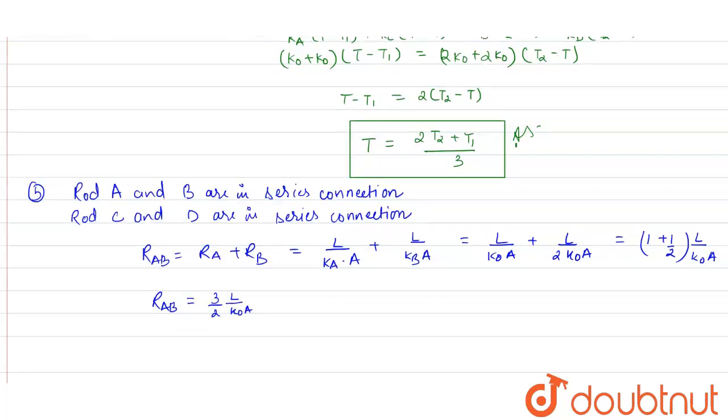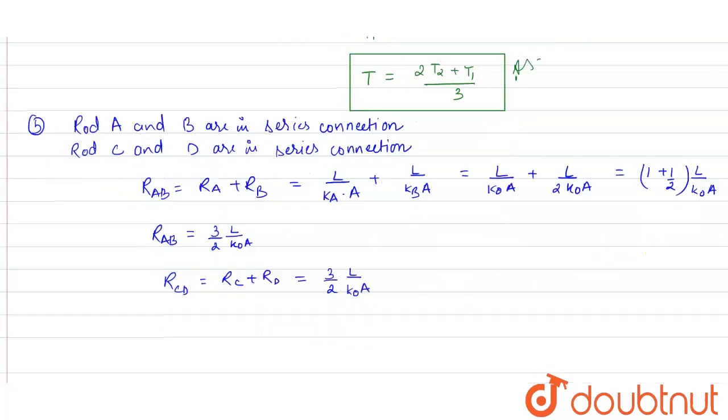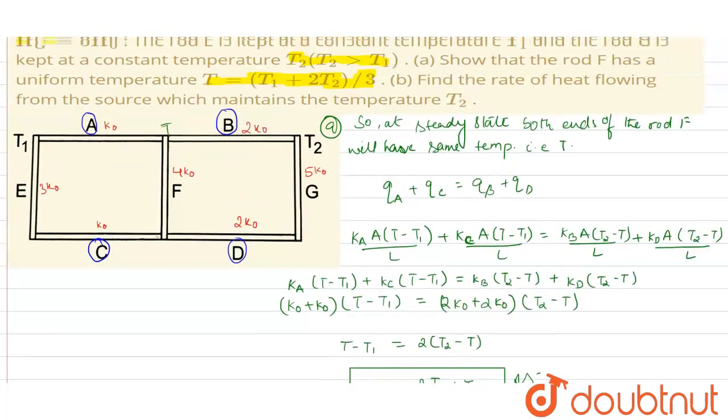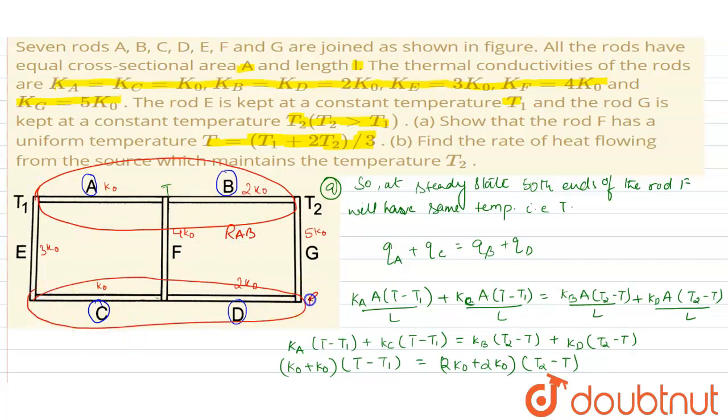Correct. From here the thermal resistance for the part AB will be 3 by 2 L upon K naught A. Similarly, for the rod CD, the equivalent thermal resistance will be the resistance of part C plus the resistance of part D. The resistance of C and A are the same, and of D and B are the same. So the equivalent resistance will come out as 3 by 2 L upon K naught A. From the figure, the equivalent resistance of this rod is RAB, and for this rod we have RCD.